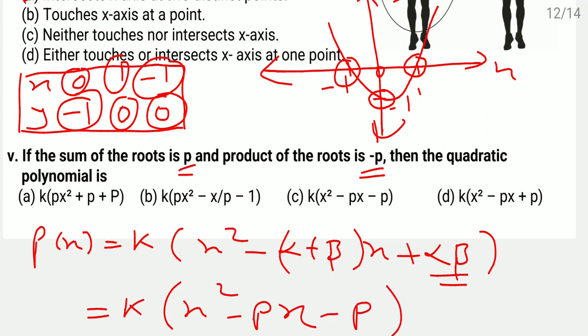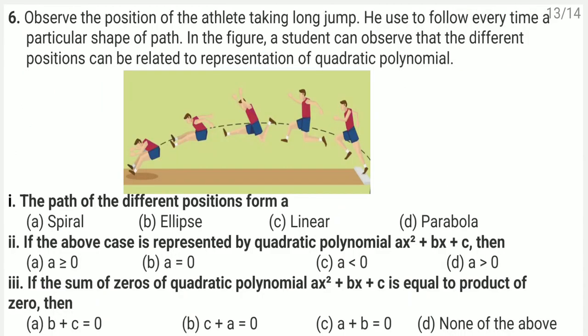So this is minus p. Just check which option is matching with this one. So k x square, this is negative here, this is also negative here. So option C is the correct one. Come to the next question.